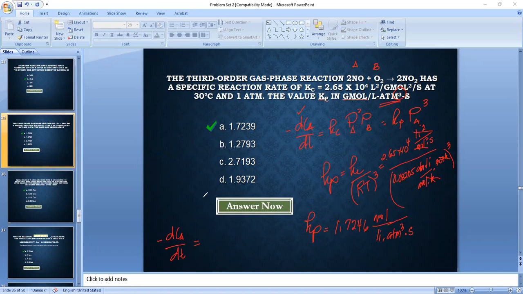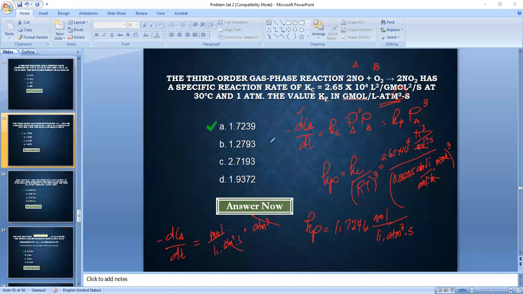I will just write the set of units. So you will have mole per liter per atmosphere cube per second. Remember that you're not going to use concentration, but you're going to use partial pressure. And the unit for partial pressure is atmosphere raised to 3 because it's a third order reaction. So these two cancel, leaving you with the usual unit of expressing rates of reaction, which is mole per liter per second. That's how you got the answer here.